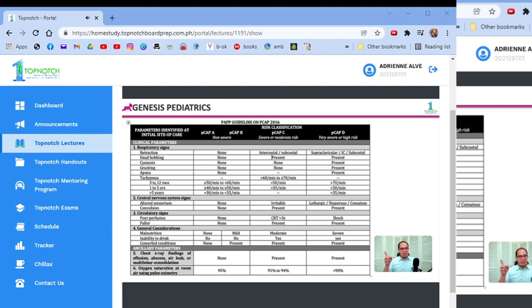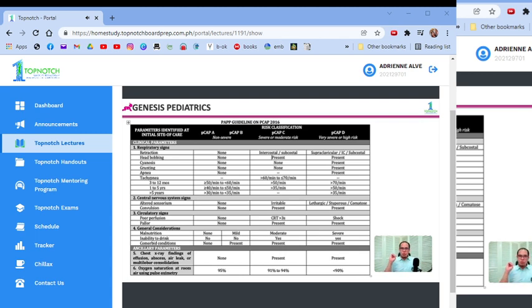Neonatal period is 60, so it's 60, 50, 40, 30, 20. Neonates, 0 to 2 months, 60. 3 months to 1 year old, 50, okay? 1 to 5, it's 40. 5 to 10, okay? It's 30. 10 pataas, it's 20, okay? So 0 to 2 months, 3 to 12 months, 1 to 5, 5 to 10, 10 pataas.